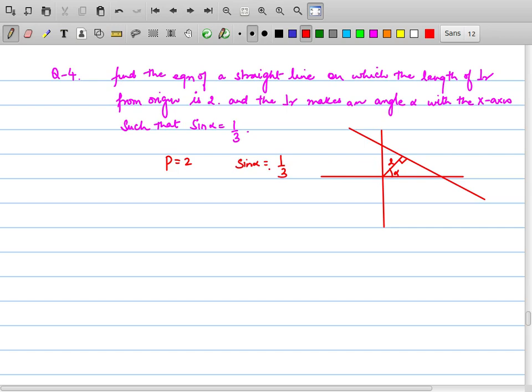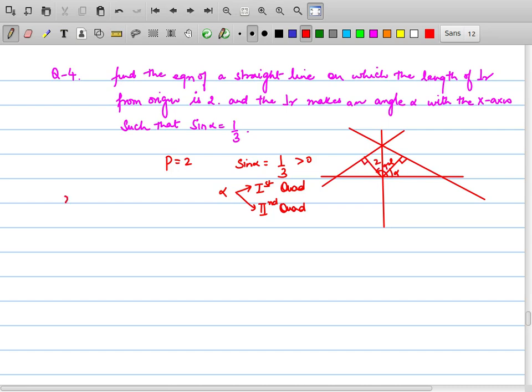Now again you will have to think over it that since sine alpha is given to be positive, alpha lies in which quadrant? If sine alpha is positive, alpha will lie in either the first quadrant or the second quadrant. These are the two possibilities. Therefore straight away you should understand that there are two equations possible, either this case or this case. In this case also the perpendicular would be 2 and the alpha would be this angle, and in both cases sine alpha will come out to be positive.